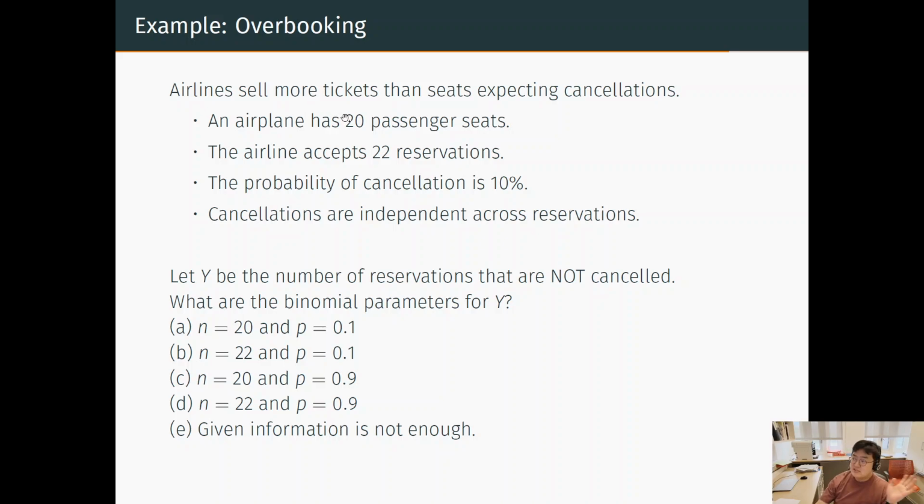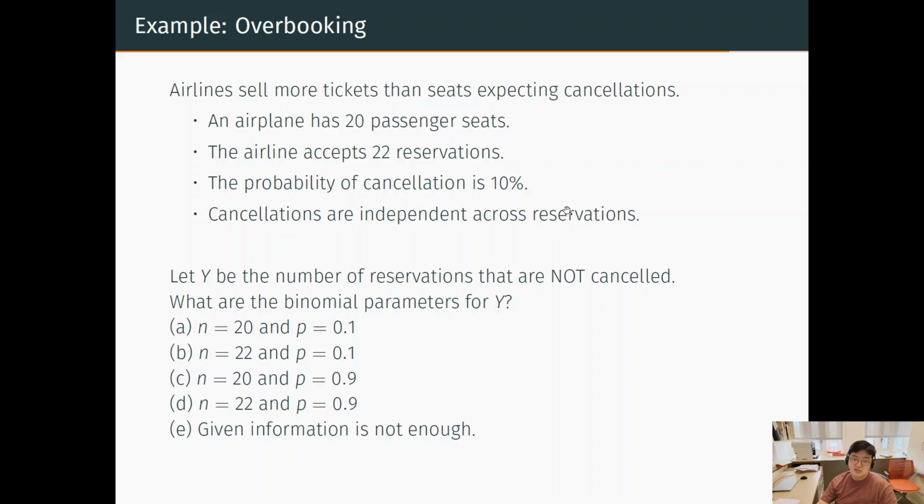And suppose that for simplicity, an airplane has 20 passenger seats. So technically, it cannot accept more than 20 tickets, or it cannot sell more than 20 tickets. And the airline sold 22 reservations, expecting that two of them would cancel. And assume that the probability of cancellation is 10%, and all the cancellations are independent across reservations, following the binomial distribution assumption.